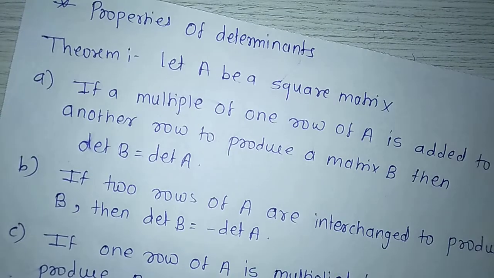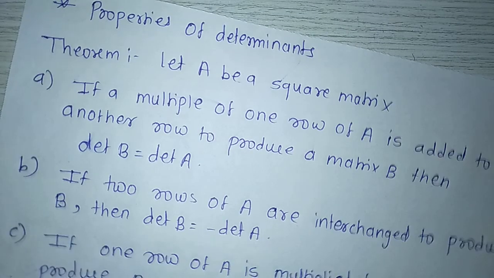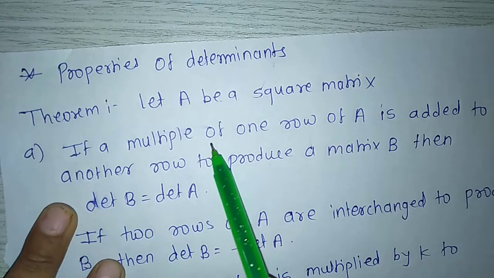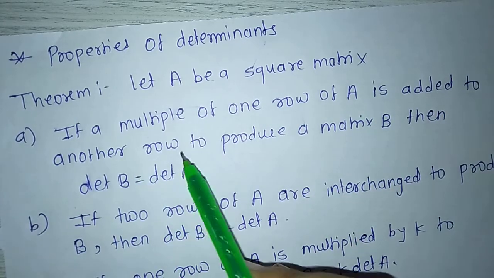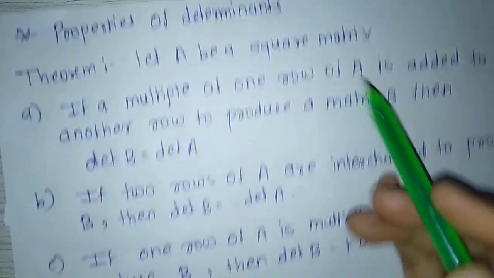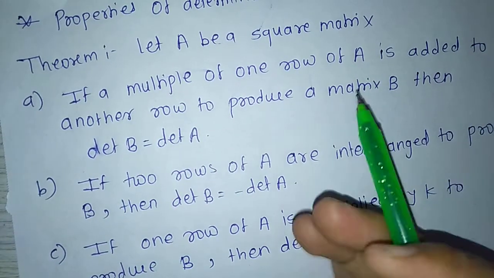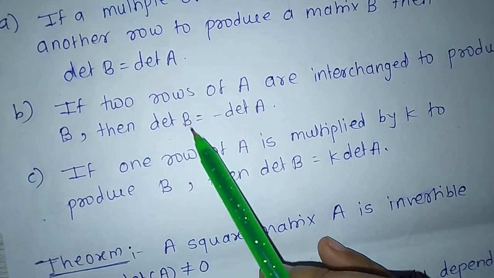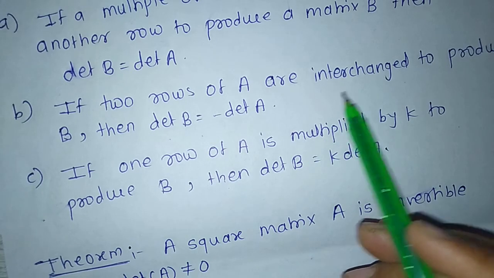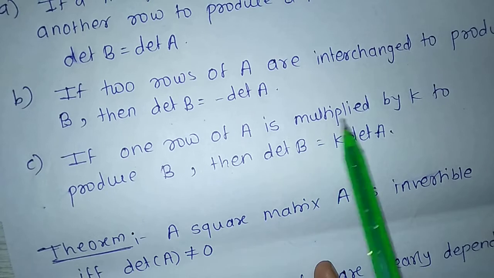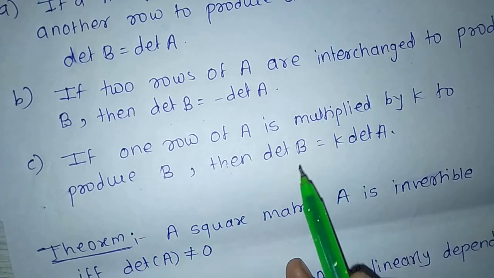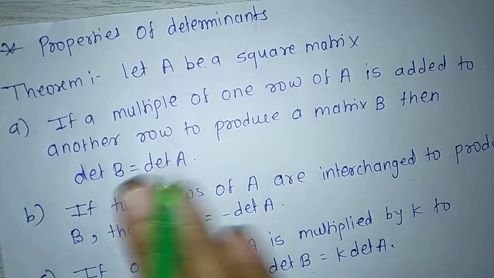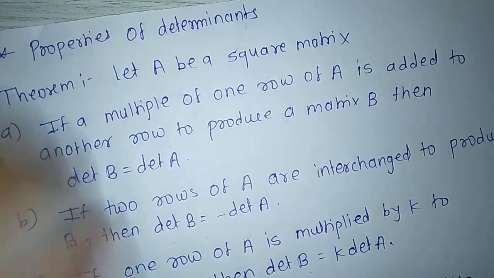Next, properties of determinants. Theorem: let A be a square matrix. First, if a multiple of one row of A is added to another row to produce a matrix B, then determinant of B equal to determinant of A. Second, if two rows of A are interchanged to produce B, then determinant of B equal to minus determinant of A. Next, if one row of A is multiplied by k to produce B, then determinant of B equal to k into determinant of A. This is useful for solving examples.